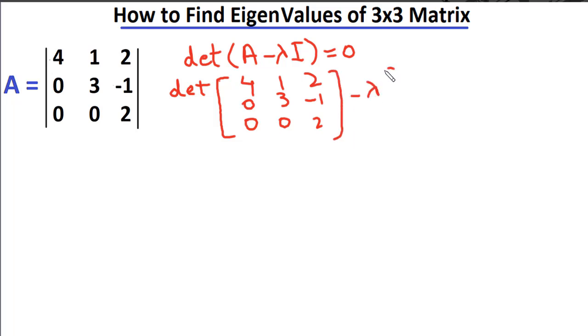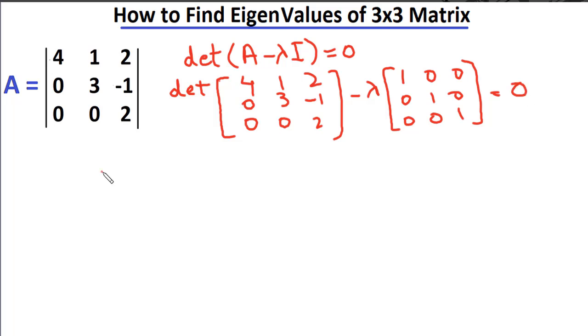What is I? I is the identity matrix. As this is a 3 by 3 matrix, it means 3 rows and 3 columns, so you have to use the identity matrix of order 3 by 3. So it will be 1 0 0, 0 1 0, 0 0 1. In the identity matrix there is a 1 in the diagonal. So we have just put these values in the given characteristic equation, and now we will solve it.